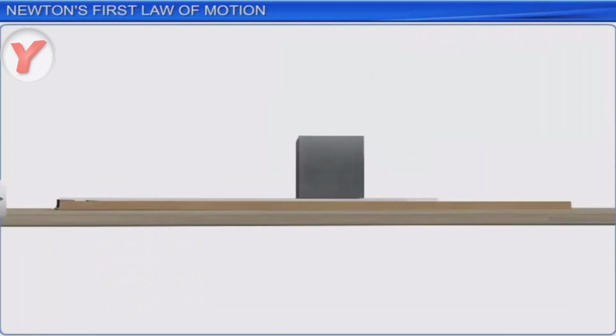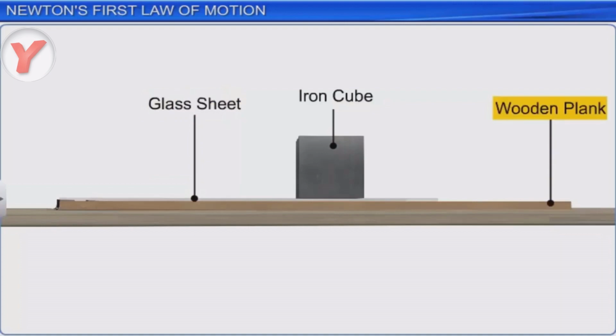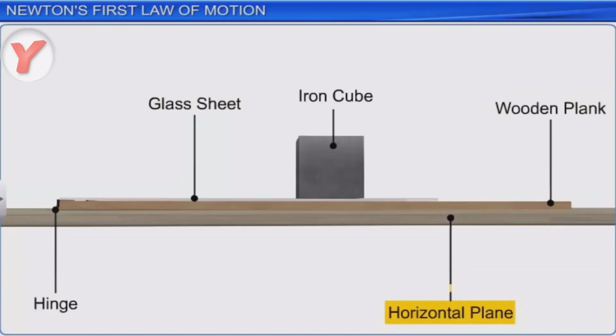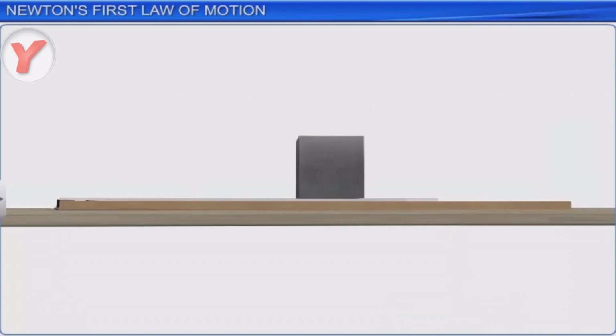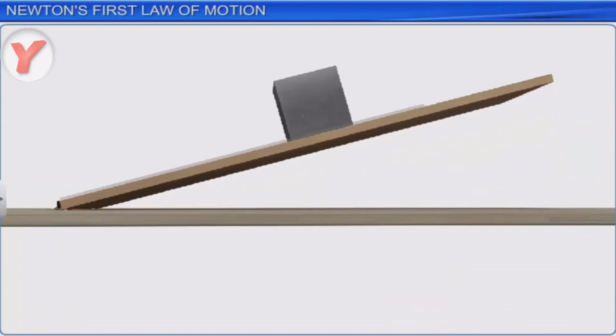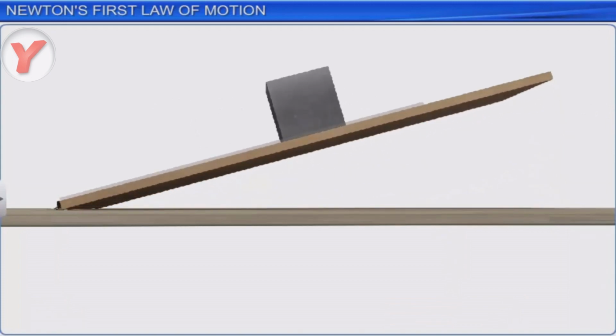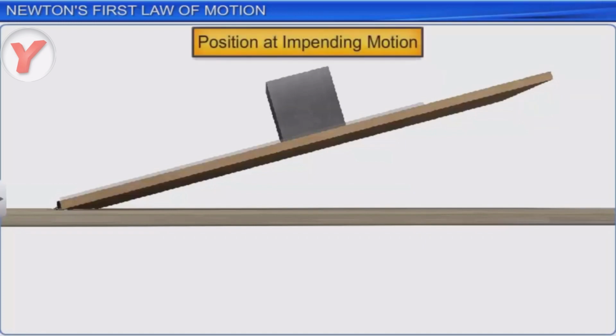Let's take an example from a physics laboratory. An iron cube is placed on a glass sheet, which is fixed to a wooden plank. This wooden plank is hinged to a horizontal surface. The wooden plank is slowly tilted until the iron cube is about to slide down on its own. That is, without any external force being applied to it. This position of the inclined plane is known as position at impending motion.